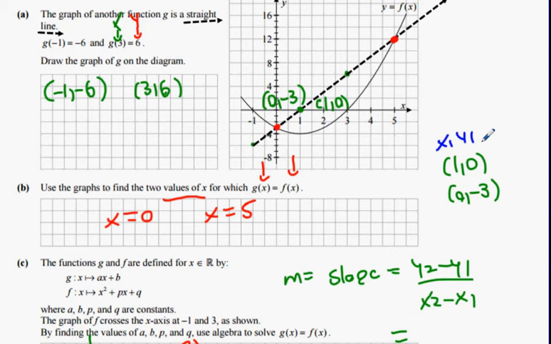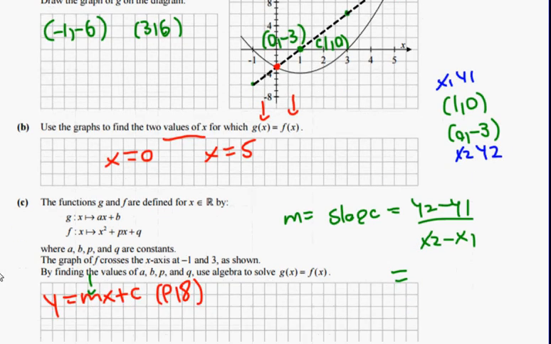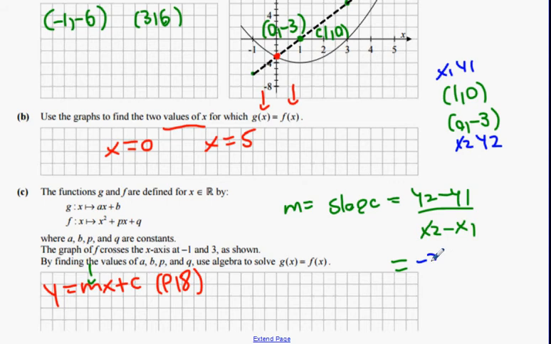One is x1, y1, the other one x2, y2. Now, what we're going to get is minus 3 minus 0 all over 0 minus 1. Put that into the calculator, and what do you get? Plus 3. m equals 3. That's great, alright? So y equals 3x.